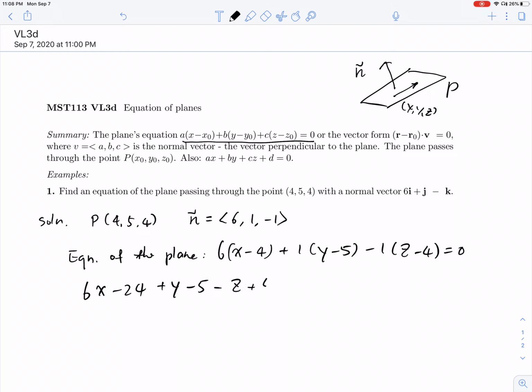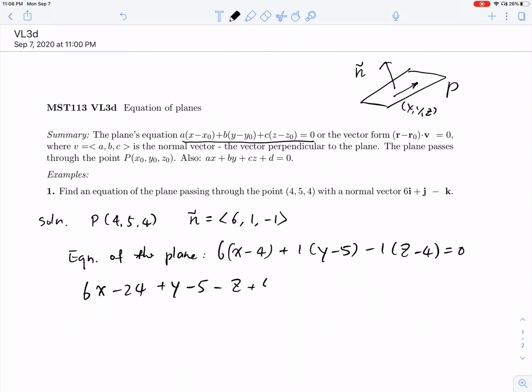That's probably the most common form we see as a plane's equation. And sometimes we also write 6x + y - z = 25. And we know how to graph it roughly, right? All right, so now let's look at another one.